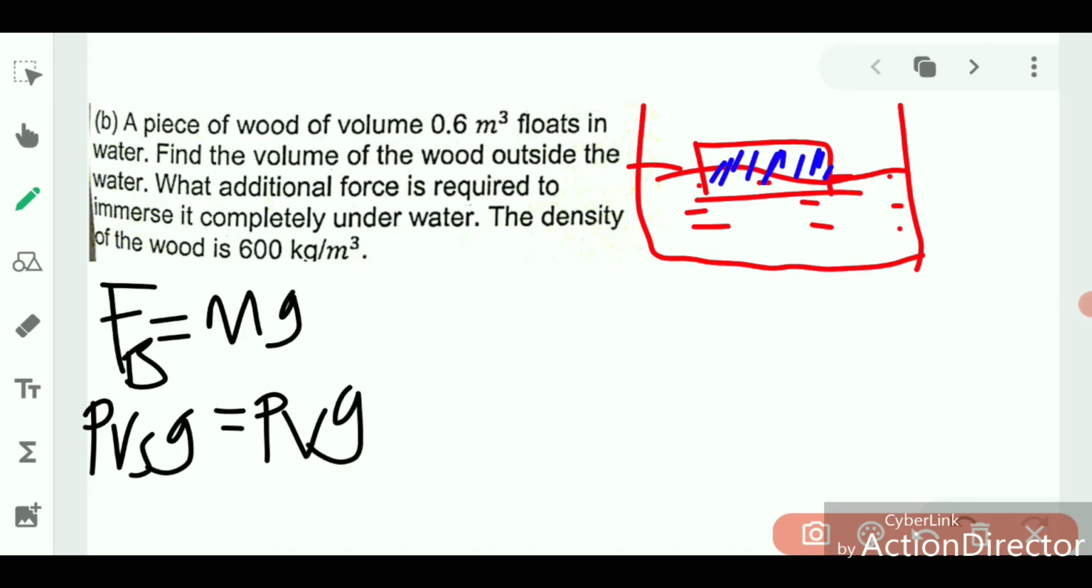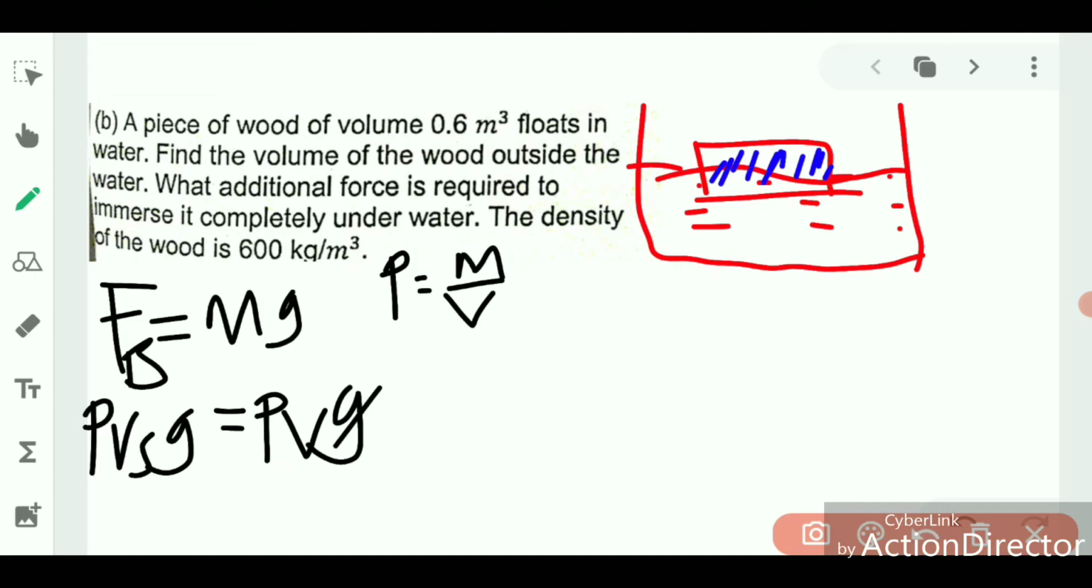We are replacing with ρV because the formula for density is mass over volume. Rho is equal to mass over volume. So when you make mass the subject of the formula, you should get density multiplied by volume. That's why we are replacing it with ρV there, because we're not being given the value of m in the question.